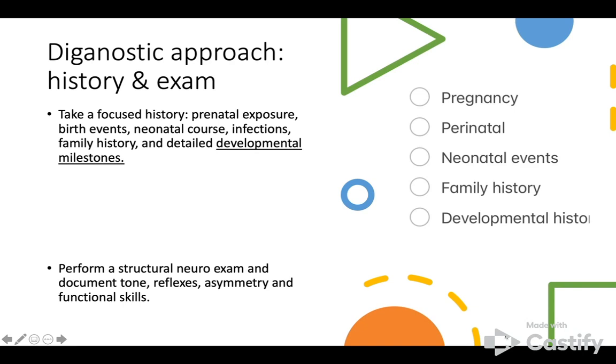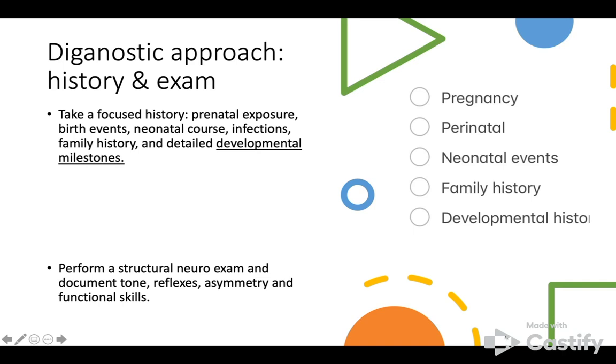Neonatal course: if the baby had any hyperbilirubinemia or infections by that time, or had to stay in the nursery for some time. Family history, again, is very important to record any genetic, metabolic, or thromboembolic diseases that run in the family, and detailed developmental milestones. When did the baby hold their hand? When did they smile? When did they stare at you?